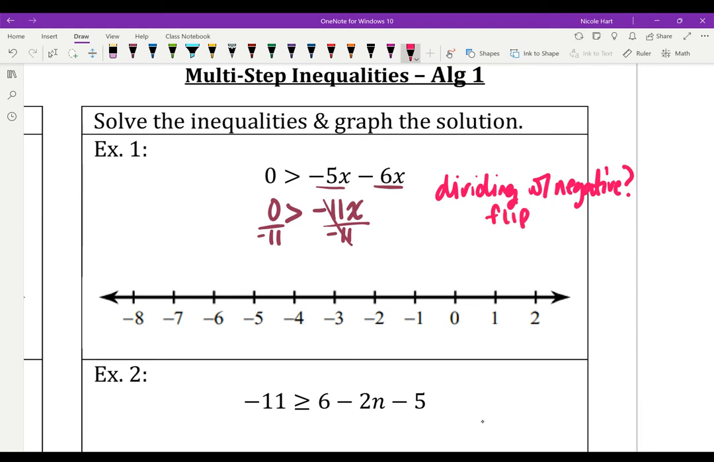we are going to flip our sign. So it turns into a less than symbol. 0 divided by negative 11 is just still 0. So 0 is less than x. If you are having trouble reading that, if you need your symbol on the other side, it would be x is greater than 0. So we have an open circle at 0, and x is going to be larger than, so it's going to go off to the right.